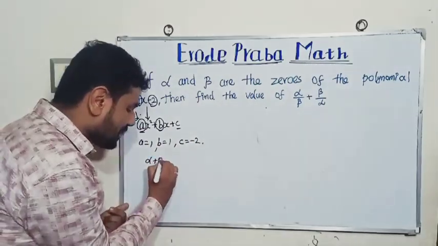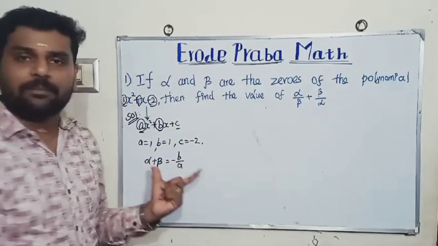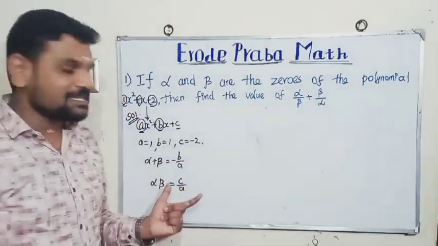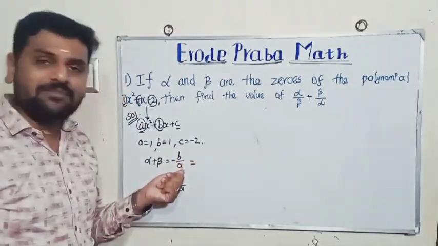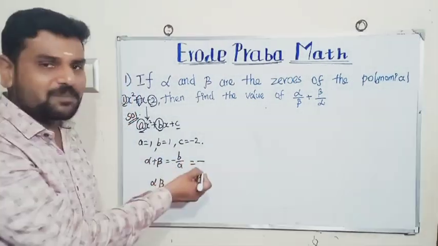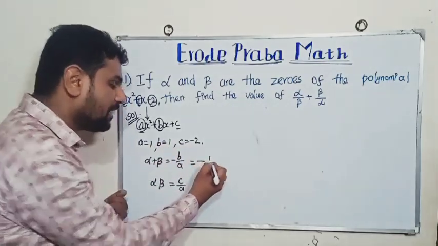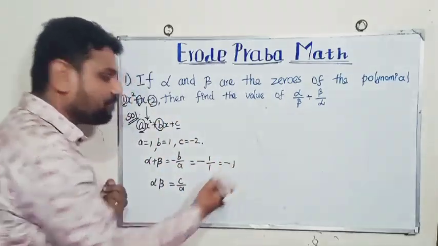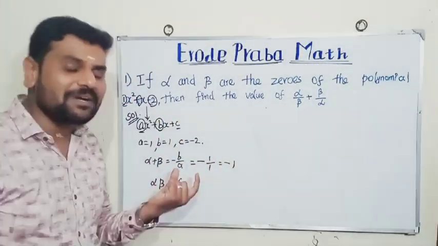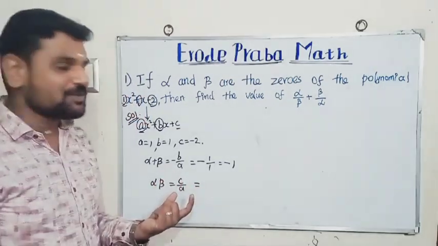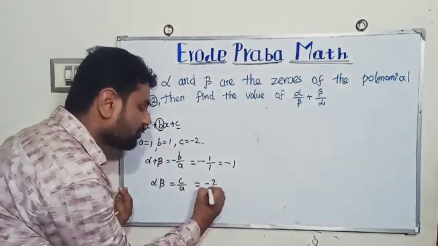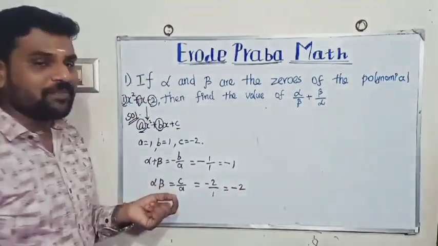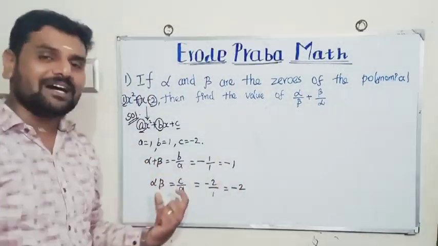Here we have the formula. Alpha plus beta is equal to minus b by a. You have to memorize this. And alpha into beta is equal to c by a. This also you have to memorize. Now we apply the b and a values. So minus, don't forget to write this minus, b value is 1, a value is 1. Minus 1 by 1 is minus 1 only. Next, alpha into beta is equal to c by a. c is minus 2, a is 1, so minus 2 by 1 is minus 2 only. Here we have found alpha plus beta and alpha into beta.